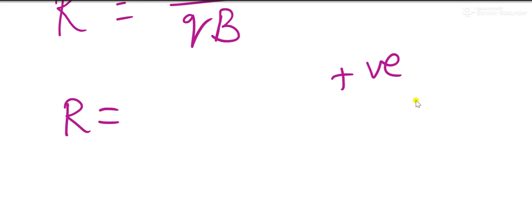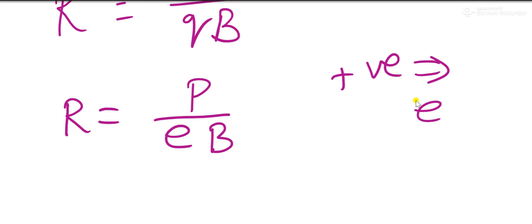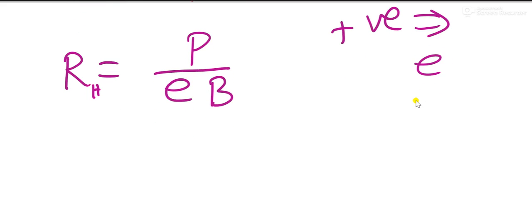First, for hydrogen, I am writing. Hydrogen has only one positive charge. So the radius is equal to P by the charge of an electron; only one charge, the charge of a proton, we can also take. It's the same magnetic field. This is the radius of hydrogen. The momentum is the same, the charge of hydrogen, and the magnetic field is the same.